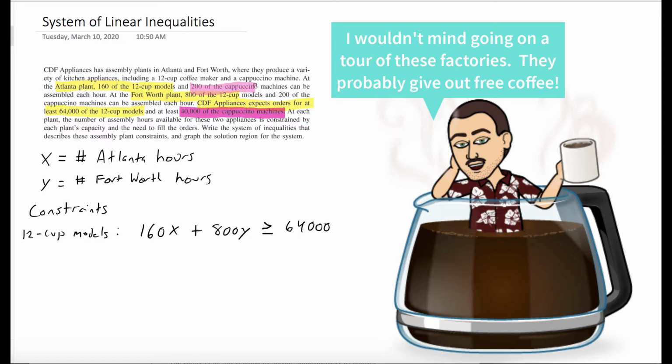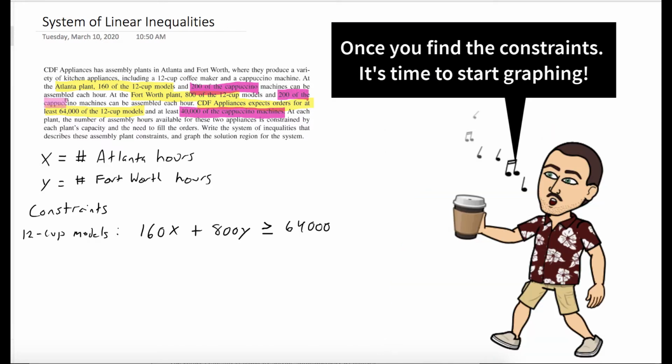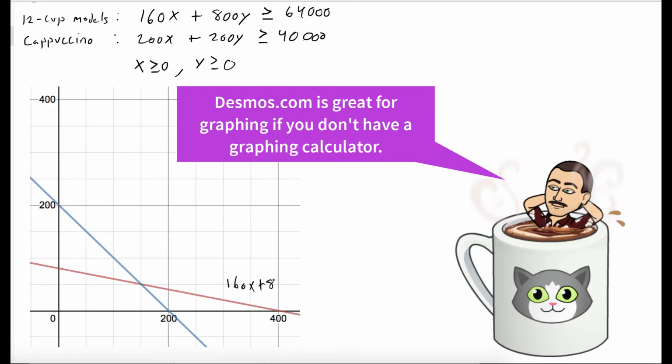And now we could look at the cappuccino machines. We need to have at least 40,000. Atlanta could make 200 per hour. Fort Worth could also make 200 per hour. So our constraint is 200X plus 200Y has to be greater than or equal to 40,000. And of course, the number of hours worked at both of these plants must be greater than or equal to 0.